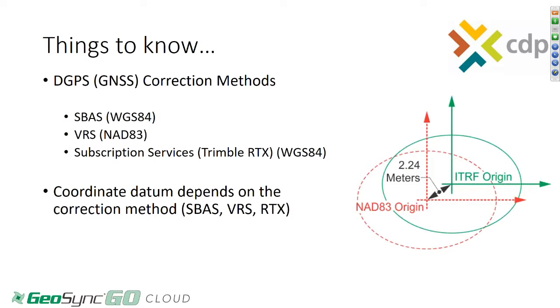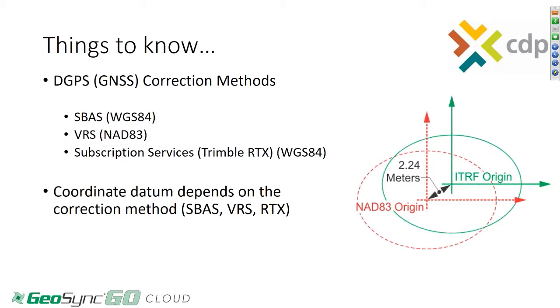There's several different DGPS methods that can be used to correct GPS positions. So if you get a GNSS receiver, regardless of the manufacturer, you'll typically have these types of options for doing corrections to improve that position into sub-meter particularly, or even sub-foot or better. And that's SBAS, which is satellite-based augmentation system. It's important to know that SBAS is always working in WGS84.